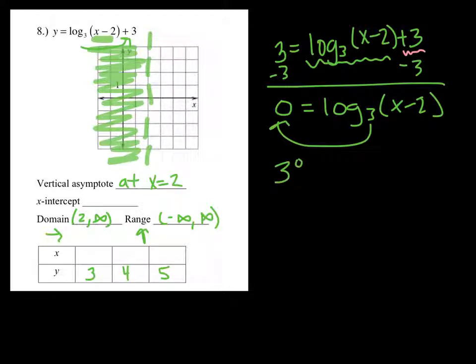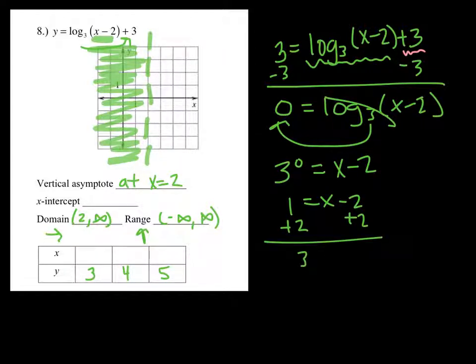So 3 to the 0 power equals x minus 2 because that undoes the log. 3 to the 0 power is 1. And then add the 2 over, and you'll get 3 equals x. So coincidentally, 3, 3.